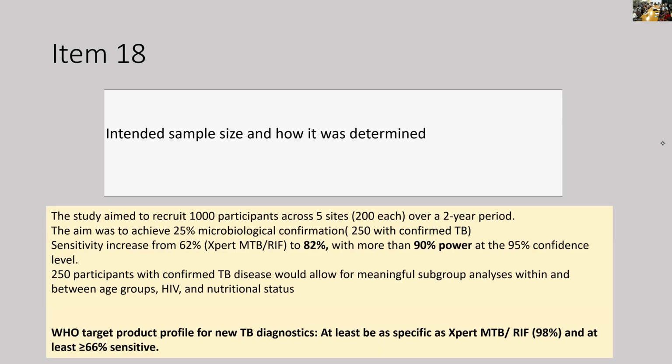So how did they calculate the sample size? They wanted at least 250 patients with confirmed TB, so that the sensitivity of 82% would have a 90% power with a 95% confidence interval. This 250 participants will also help them be powered for the subgroup analysis. It's important to note that the WHO target product profile, basically the WHO is trying to design new diagnostic tests for TB diagnosis, wants a minimum sensitivity of at least 66%.